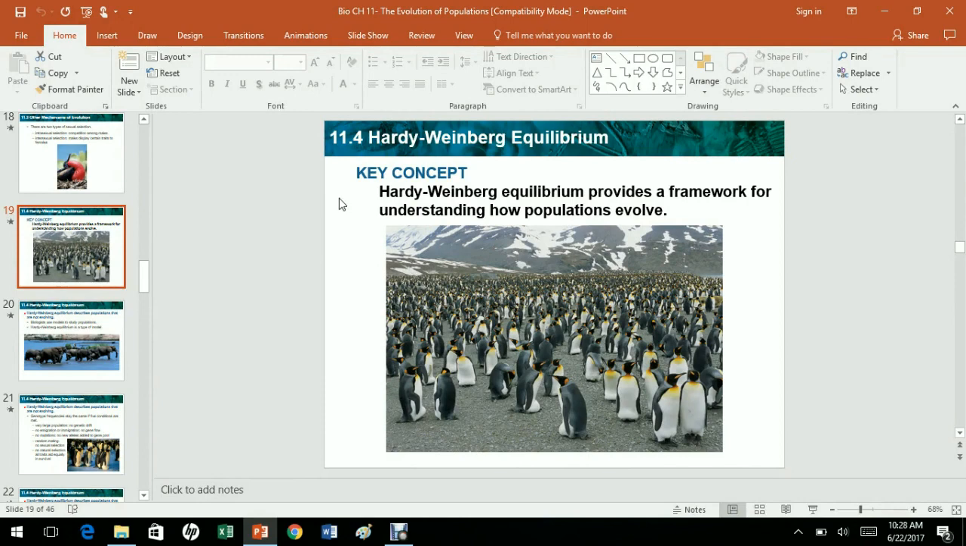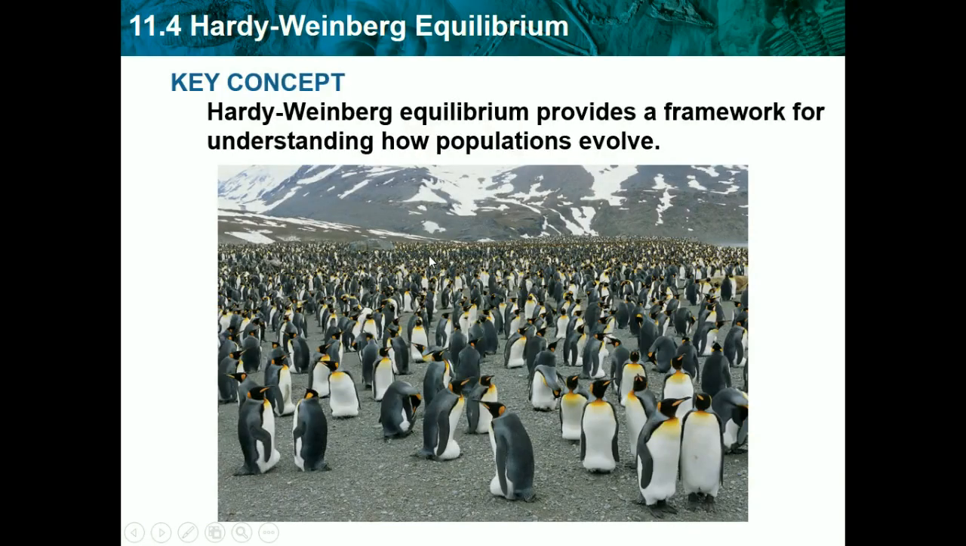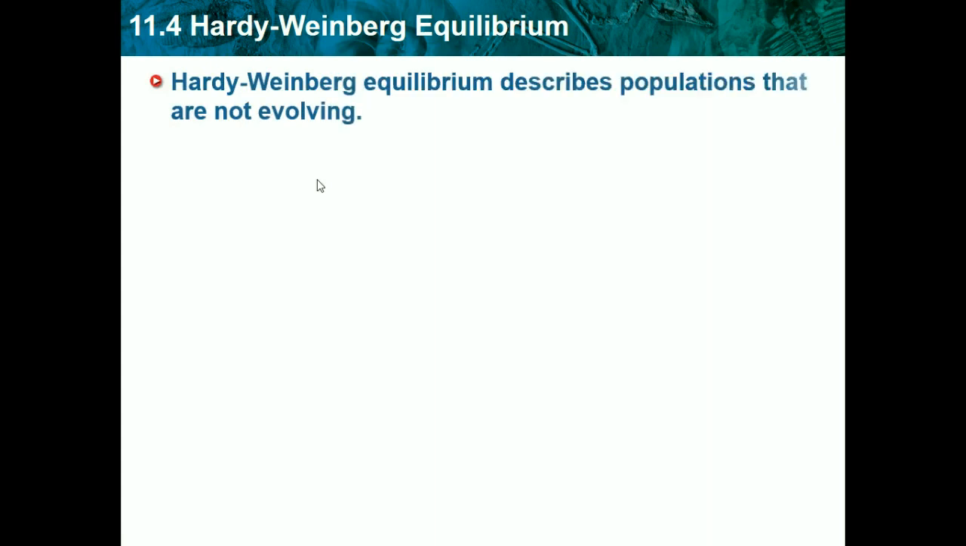Today we will be finishing up chapter 11, which is the evolution of populations. We'll start on 11.4, which is all about Hardy-Weinberg equilibrium. Hardy-Weinberg equilibrium provides a framework for understanding how populations evolve. Hardy-Weinberg equilibrium describes populations that are not evolving.